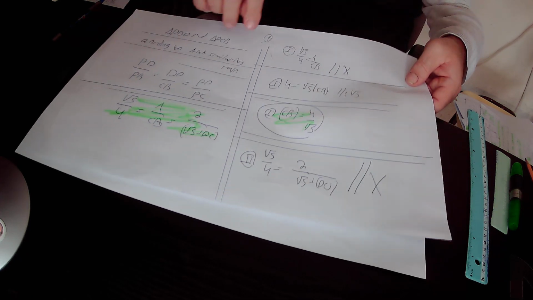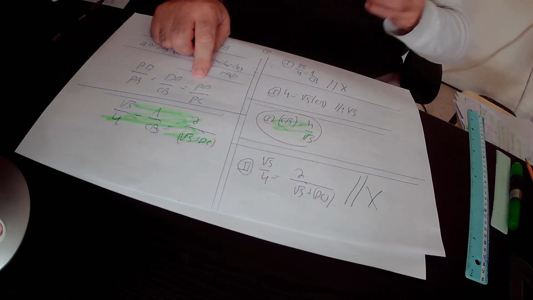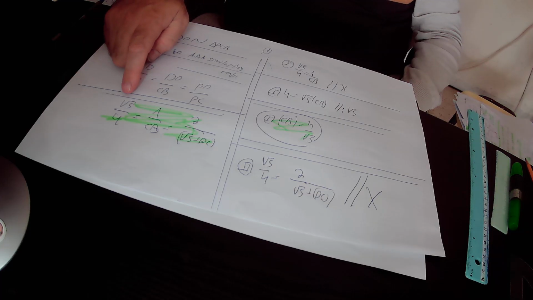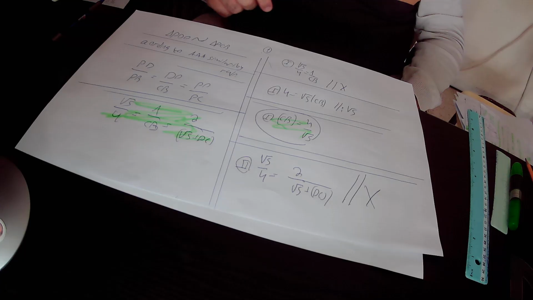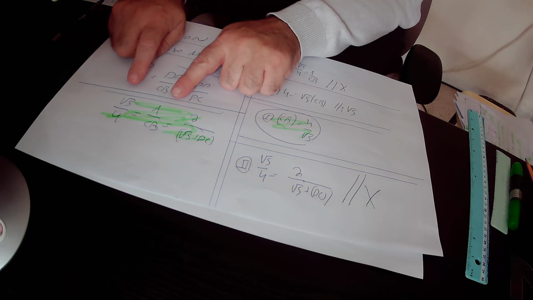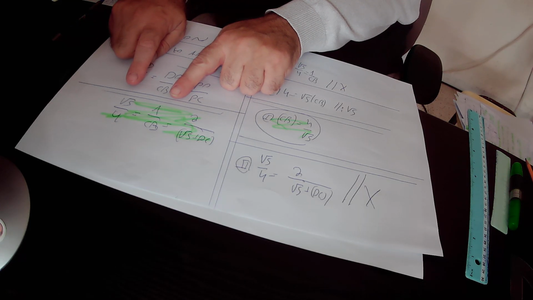And again, PC in total equals the square root of 5 plus DC. So in total, we found out that the square root of 5 over 4 equals 1 over CB equals 2 over the square root of 5 plus DC. Those two sides of the equation are equal to each other, so we can have equation 1 from those two sides that are equal to each other.